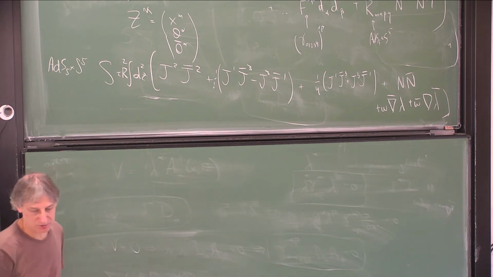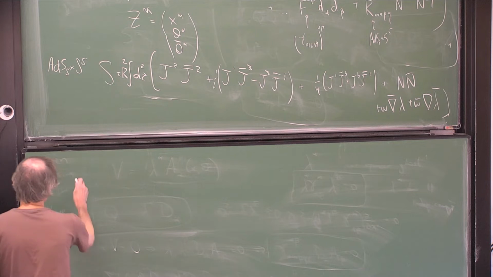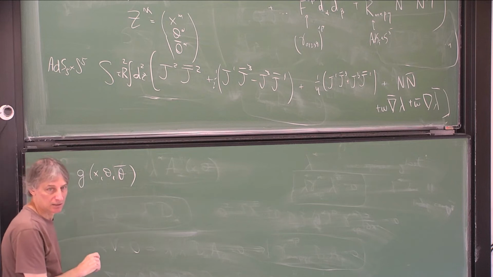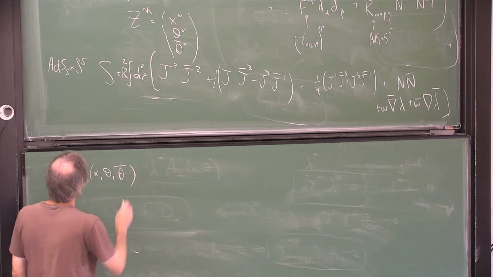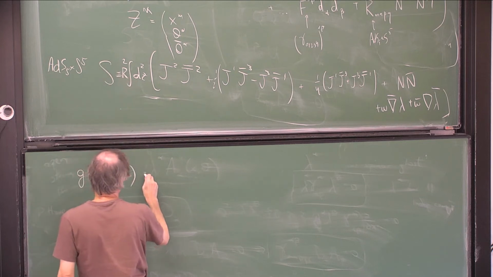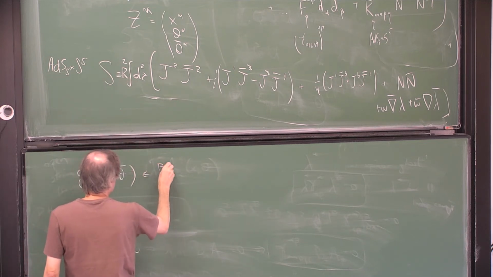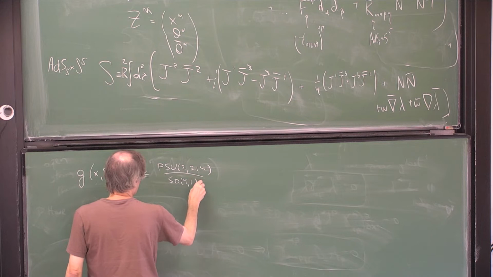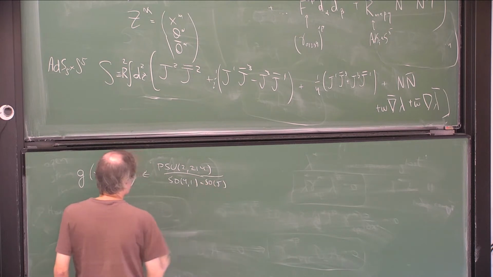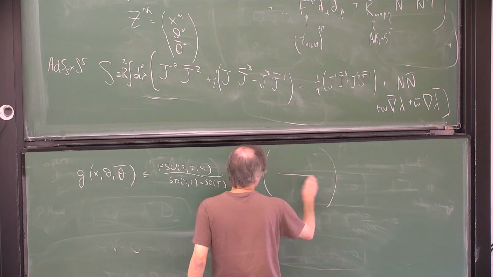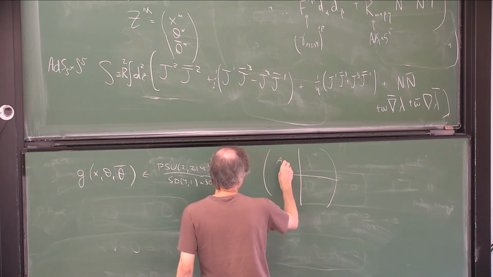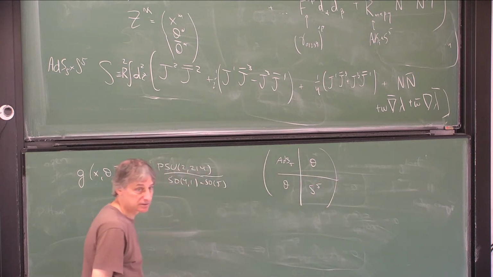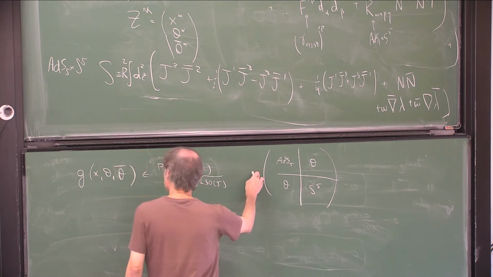So now we're switching gears to AdS5 times S5. PSU(2,2|4) over SO(4,1) times SO(5). So you can think of it as a block matrix. Now here you have the AdS5, here the S5, and here you have the 32 states. So it's an 8 by 8 matrix.